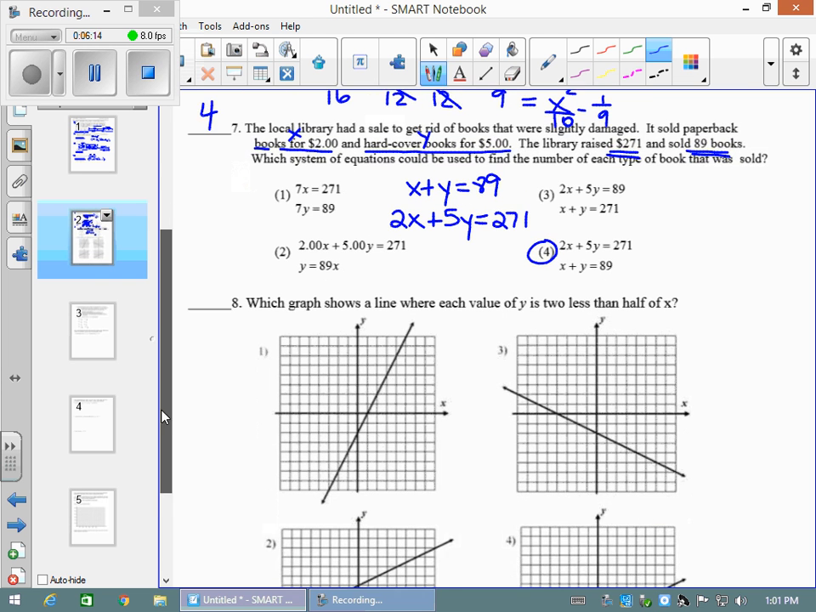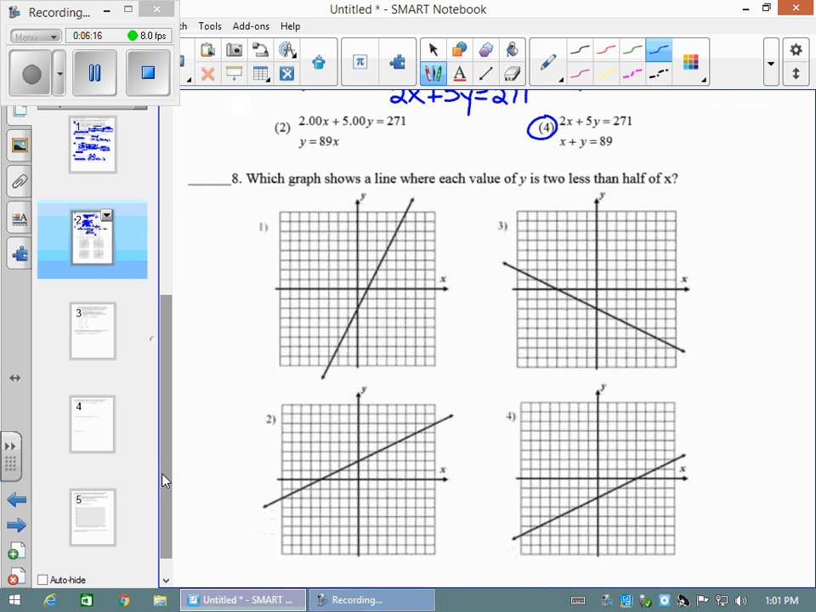Now, question 8, which graph shows a line where each value of y is 2 less than half of x? So I first have to figure out what equation I'm looking at here. They're telling me y is. Is represents my equal sign. 2 less than half of x. So half of x means I'm taking half of x, which would be 1/2 times x, or you could have represented it as x over 2.